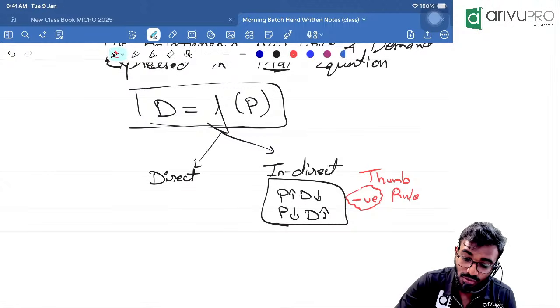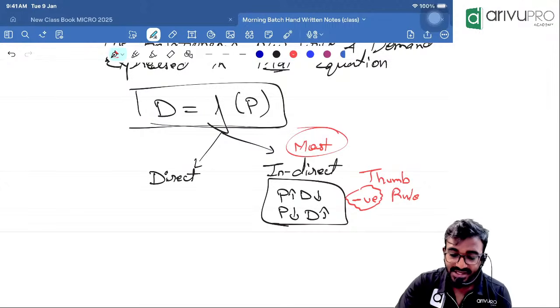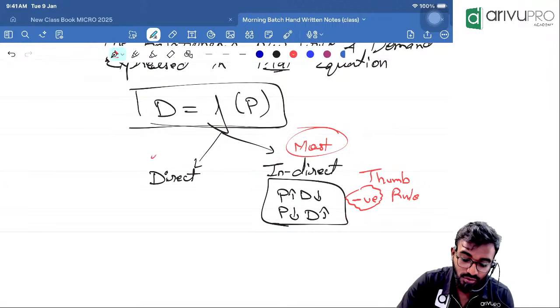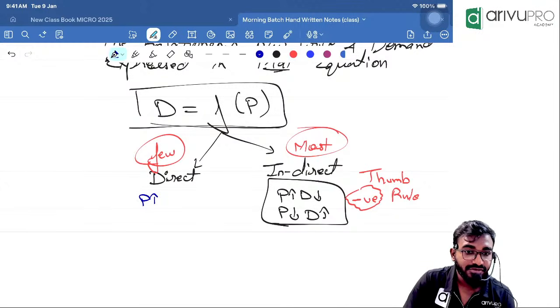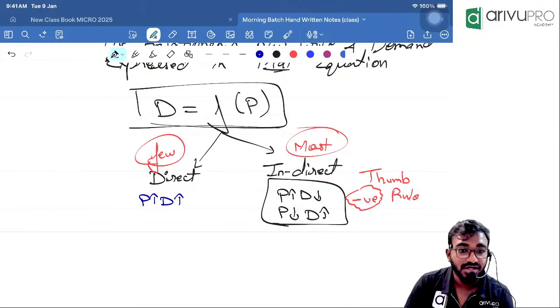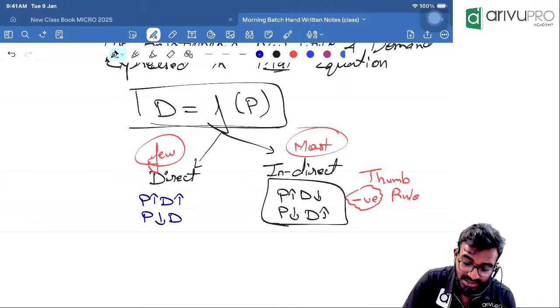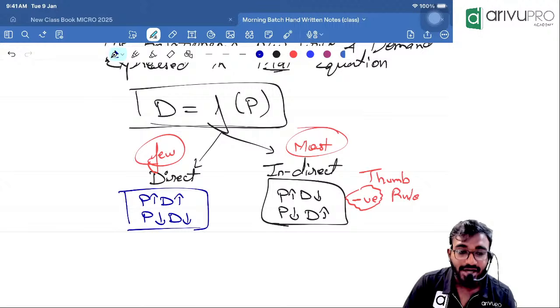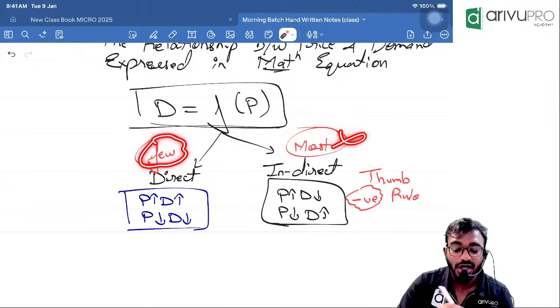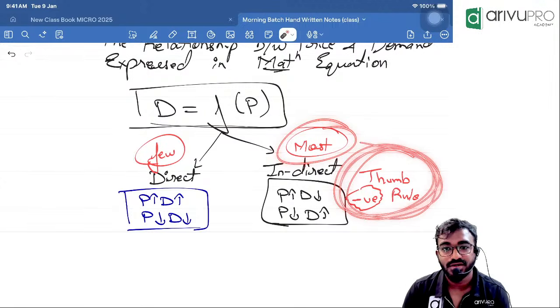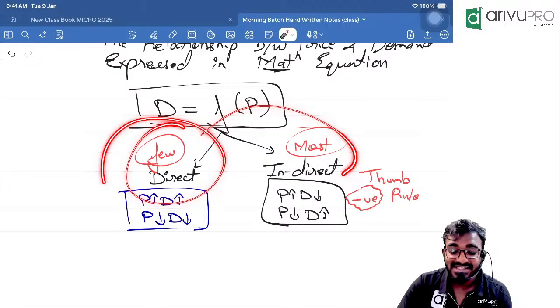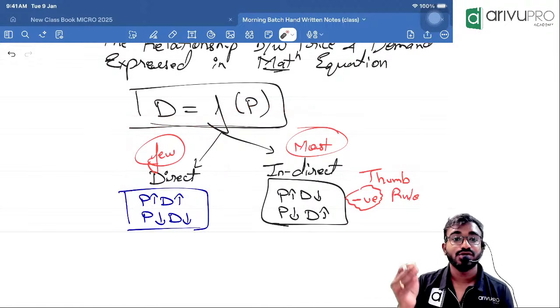And remember, in most circumstances there is a negative relationship, but only and only in a few circumstances do we have a positive relationship or direct relationship. That means even though price increases, demand will still increase, and even though price decreases, demand will still decrease. This happens only in a few circumstances, not in most. That is why I said the most common circumstance follows the thumb rule. And this is what we call an exception to the thumb rule or exception to the general rule.